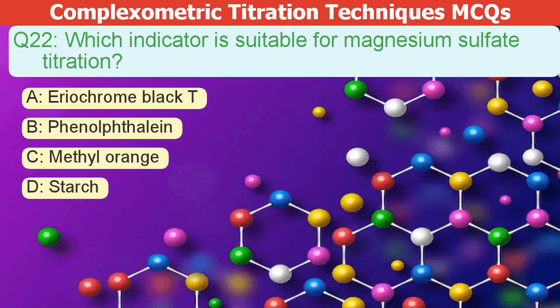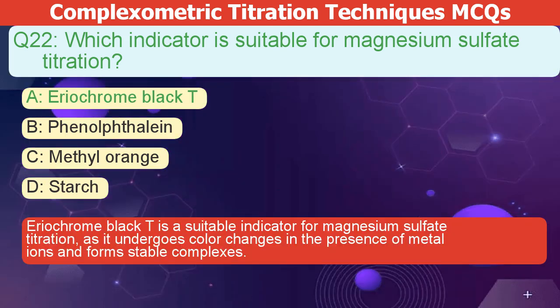Which indicator is suitable for magnesium sulfate titration? A. Eriochrome black T. B. Phenolphthalein. C. Methyl orange. D. Starch. The correct answer is A.